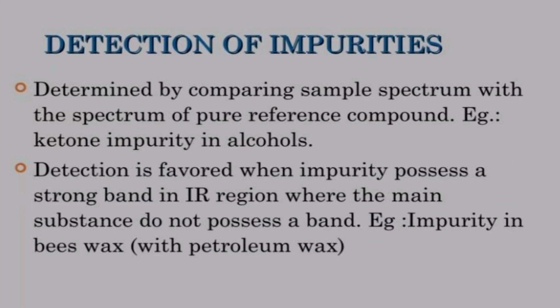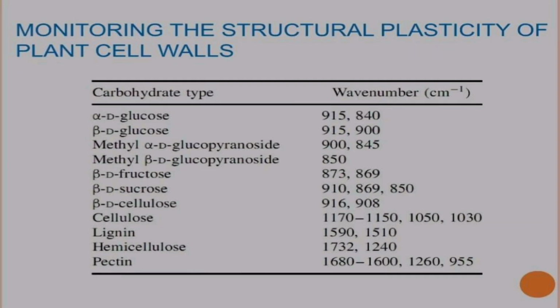Detection of impurities is determined by comparing the sample spectrum with the spectrum of a pure reference compound, for example ketone impurities in alcohol. Detection is favored when the impurity possesses a strong band in the IR region where the main substance does not possess a band. An example is impurities in beeswax from petroleum wax. Monitoring the structural plasticity of plant cell walls. Here are carbohydrates and their wavelengths.